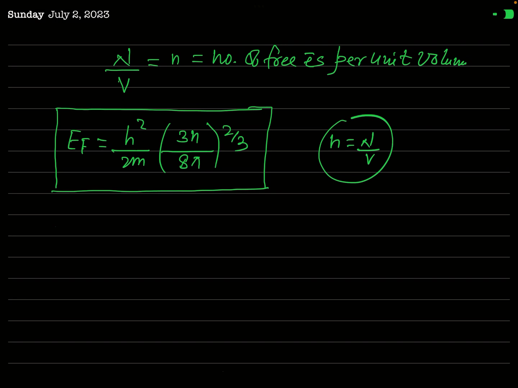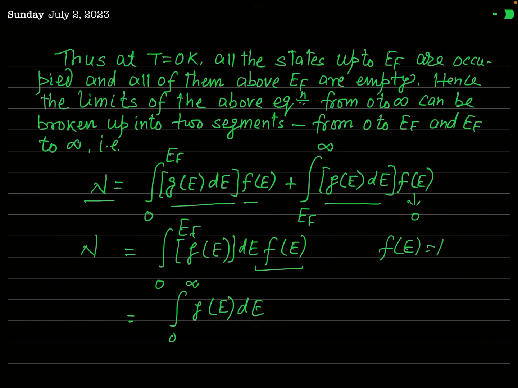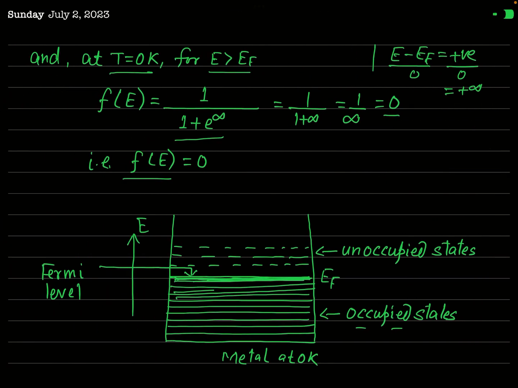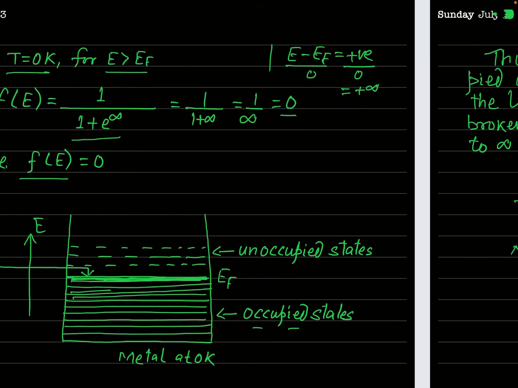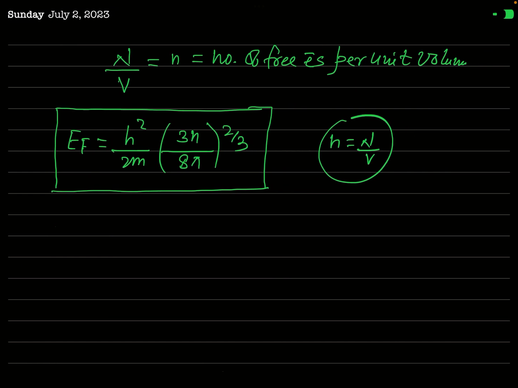Now, after getting this result, you can easily define what this Fermi energy is. Fermi energy is the maximum energy possessed by an electron in a metal at 0 Kelvin temperature. In other words, you can say that the highest occupied energy level in a metal at 0 Kelvin temperature is called the Fermi level. And the energy corresponding to that level is called the Fermi energy.